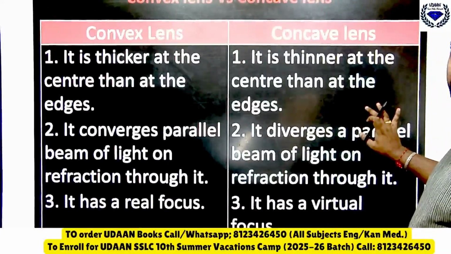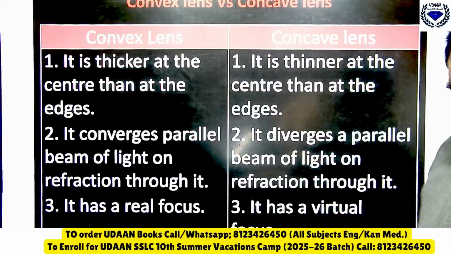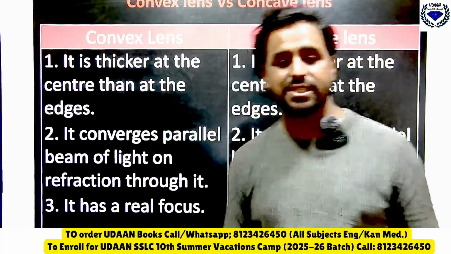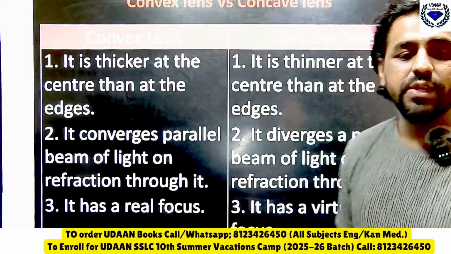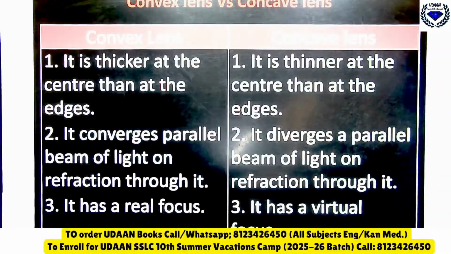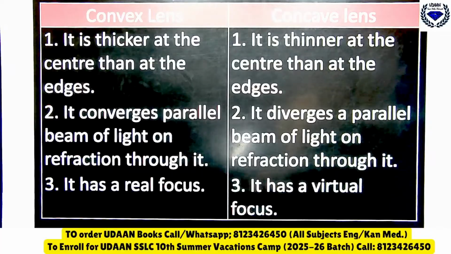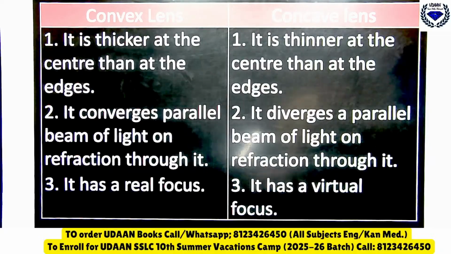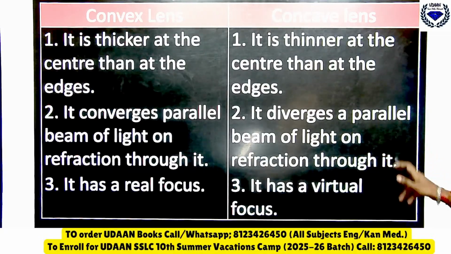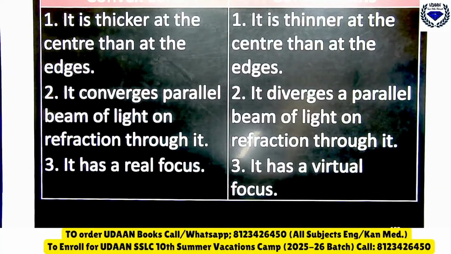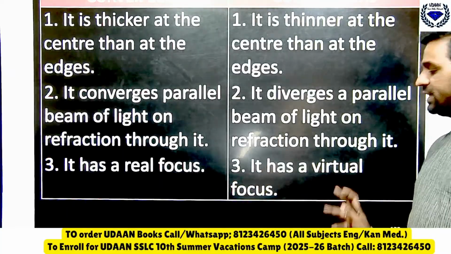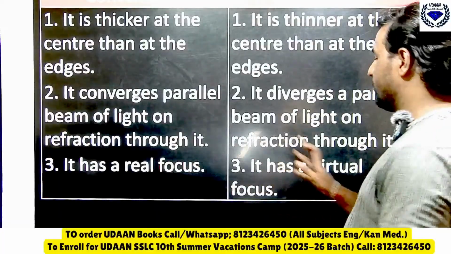The differences between convex lens and concave lens, a fixed question, write it down. Okay, take screenshots of all this, very important. You will write this in your exam. Convex lens is thicker at the center than at the edges, whereas concave lens is thinner at the center than at the edges. Convex lens converges a parallel beam of light on refraction through it, whereas concave lens diverges a parallel beam of light on refraction through it. Convex lens has a real focus, concave lens has a virtual focus.